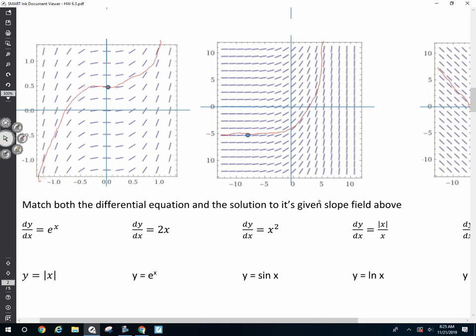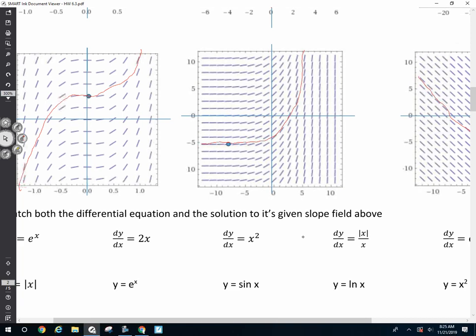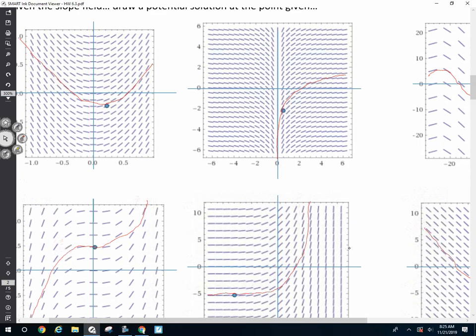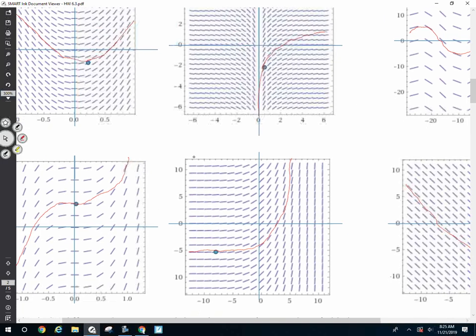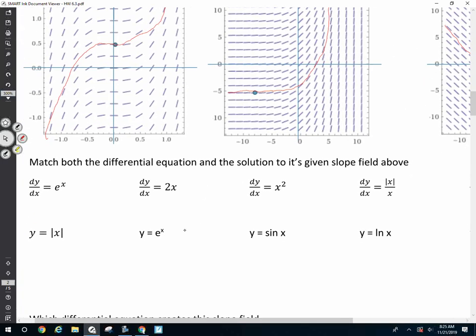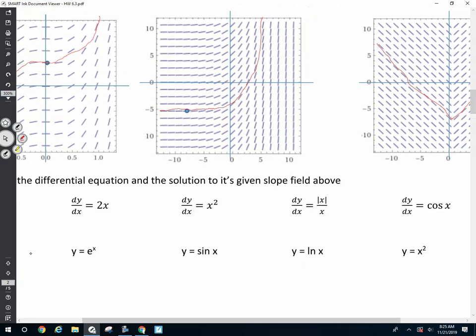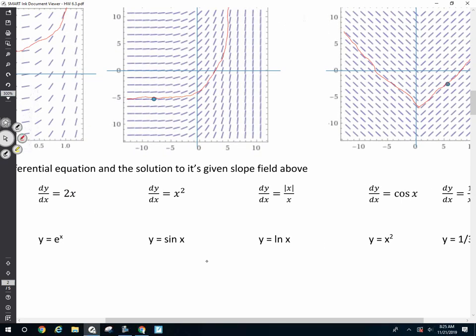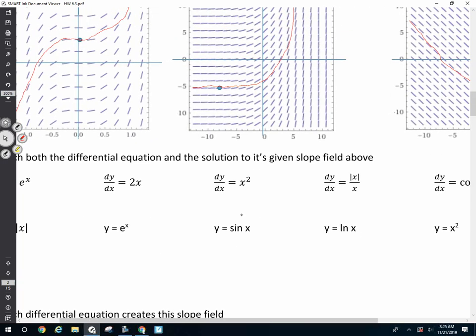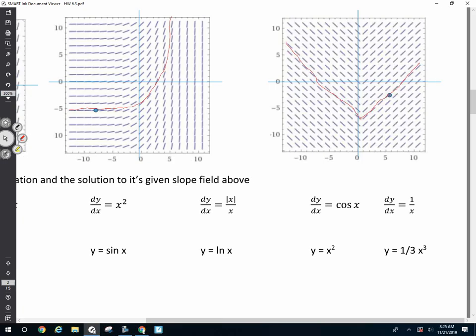Match both the differential equation and the solution to its given slope field above. All right, cool. Well, we just sketched some solutions here. Like y equals absolute x. We could see this is the graph of y equals absolute x.